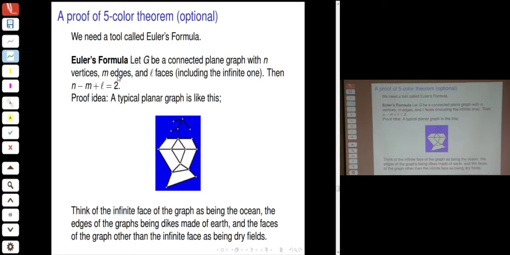A typical planar graph looks like this. The white dots are the vertices, the black things are the edges, the white things are the faces, but the blue one is also a face. So that's a typical picture. Think of the infinite face of the graph as being the ocean. Probably the guy who invented this is from the Dutch, I don't know. Or Singapore, right? So we are in the middle of the ocean. The edges of the graph are dikes made of earth. The faces of the graph, other than the infinite face, are the dry fields. Just some story.